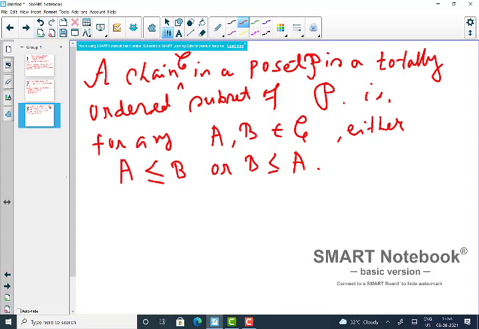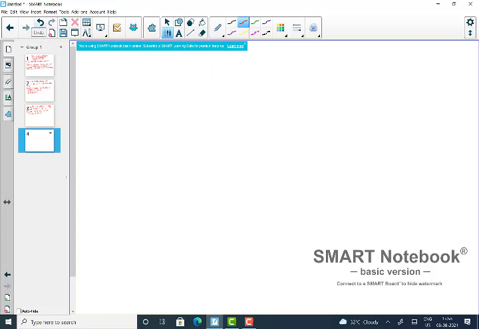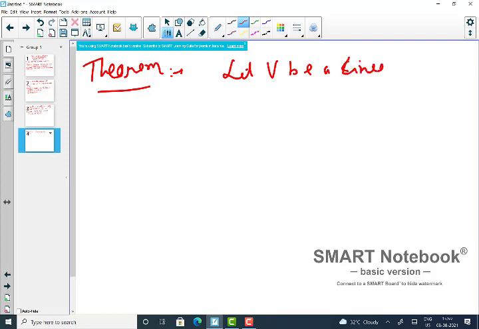For that we are going to prove a simple theorem, and that theorem gives us the existence of a basis. What is the theorem? Let V be a vector space or linear space, whatever you call them, it doesn't matter, and you have a subset which generates V.